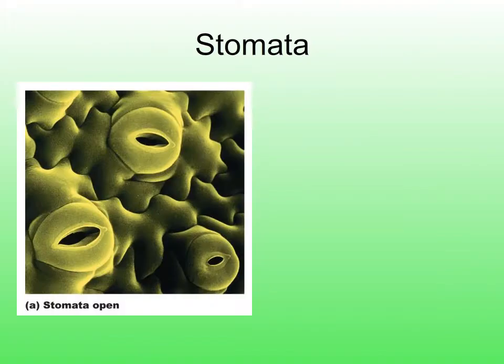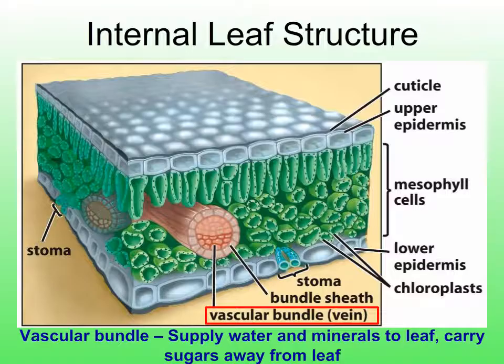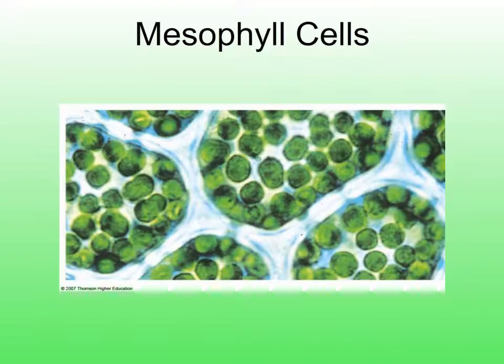This can occur when the stomata are open, but this also allows water to escape from the leaf. So in hot conditions, they usually close and photosynthesis slows down. The vascular bundles in the leaf, sometimes called veins, carry water and other nutrients to the leaf cells and export sugars to non-photosynthetic structures. Sandwiched between the epidermal layers and surrounding the vascular bundles are mesophyll cells. These cells contain the bulk of the chloroplasts found in most plants.